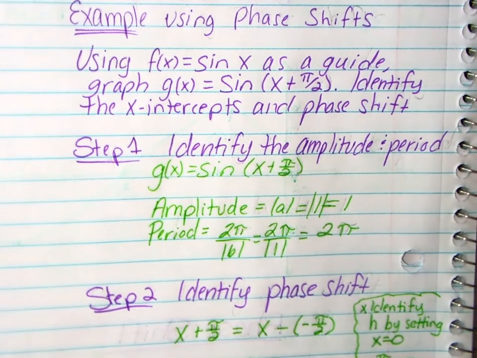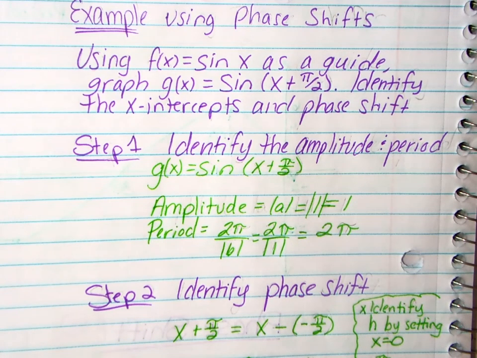So I want to discuss, kind of step by step, what we're doing. So we're going to take an example. Using f of x equals sine x, which is our parent function, as a guide, graph g of x equals sine of x plus pi over 2. So we're going to identify the x-intercepts and phase shift.